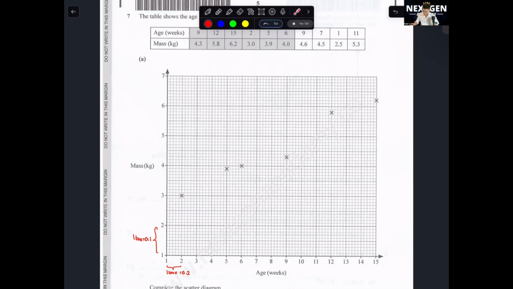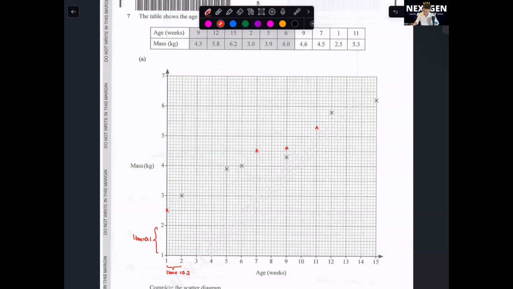Okay, (9, 4.6). Where is 4.6? (9, 4.6) here. (7, 4.5). (1, 2.5). (11, 5.3). Okay, this is a 2-mark question.